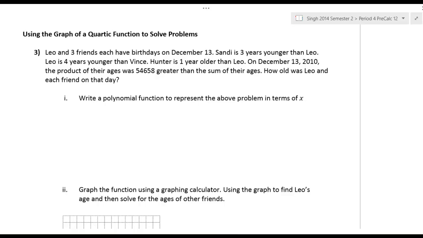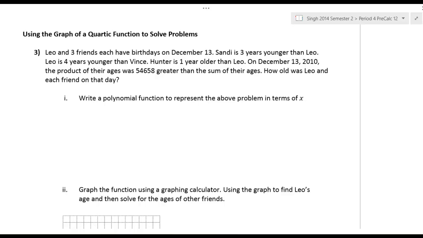Example says, Leo and 3 friends each have birthdays on December 13th. Sandy is 3 years younger than Leo. Leo is 4 years younger than Vince. Hunter is 1 year older than Leo. And on December 13, 2010, the product of their ages was 546,558 greater than the sum of their ages. How old was Leo and each friend on that day? So lots of wording over here. We need to sort of decompose that and try and figure out what exactly is going on.